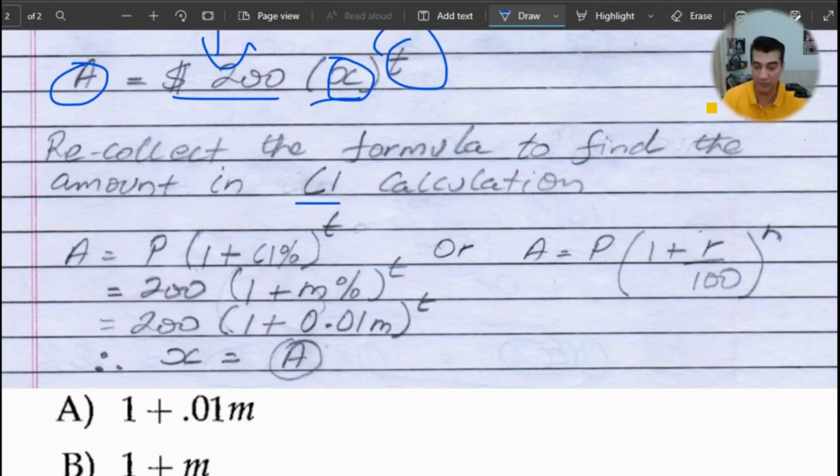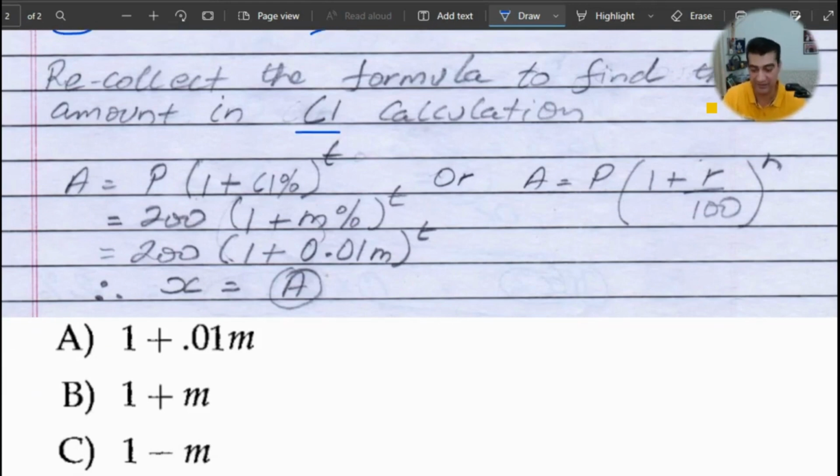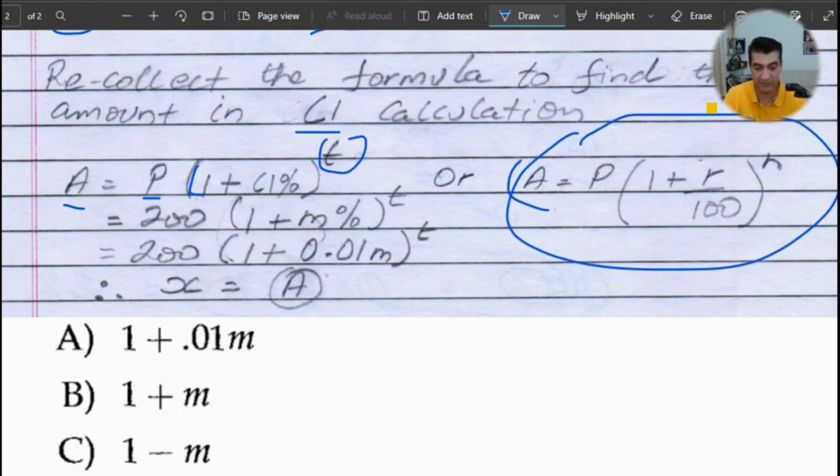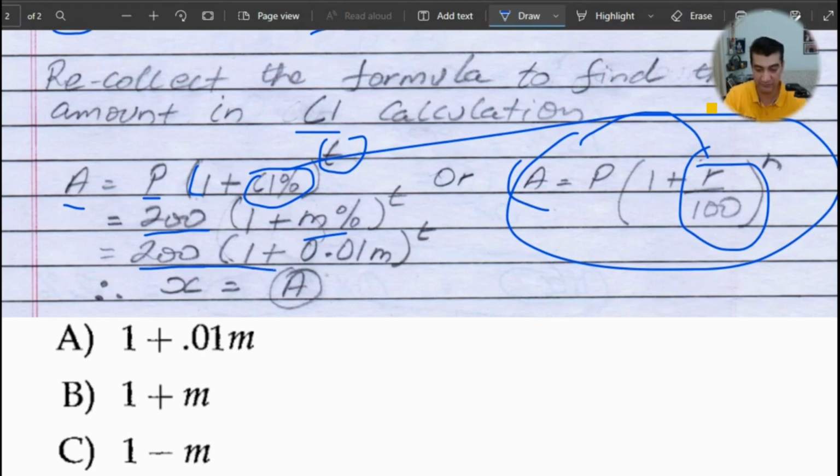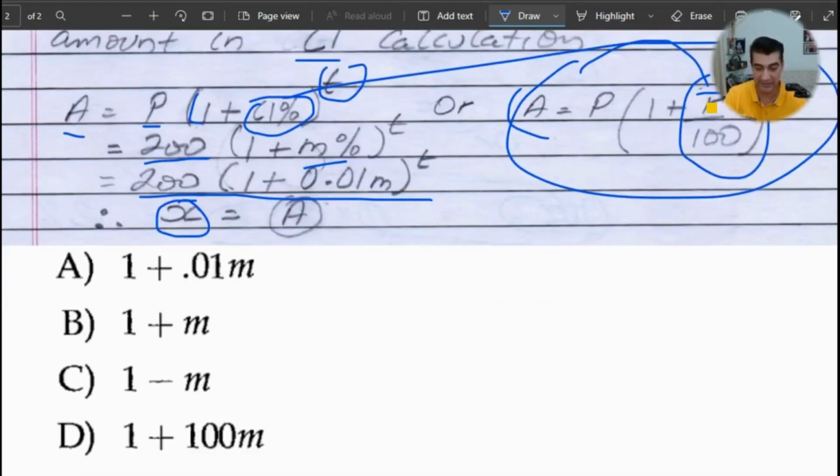Now there are two popular ways that this can be represented. So amount equals the principal times (1 plus compound interest percentage) raised to the power of t, or you can recollect this where, instead of expressing the percentage in terms of percent, you are expressing it as a fraction. So if you substitute P with 200 and the compound interest with m%, you can see this equals, and then finally x equals 1 plus 0.01m.